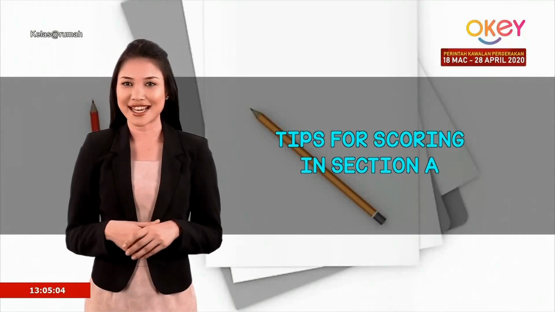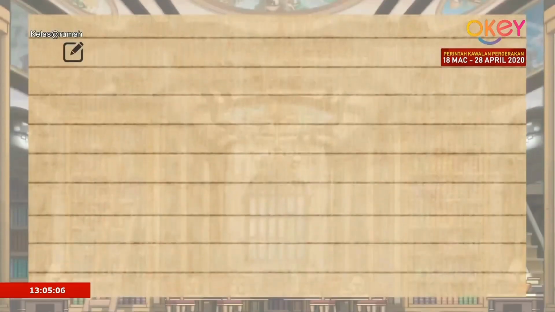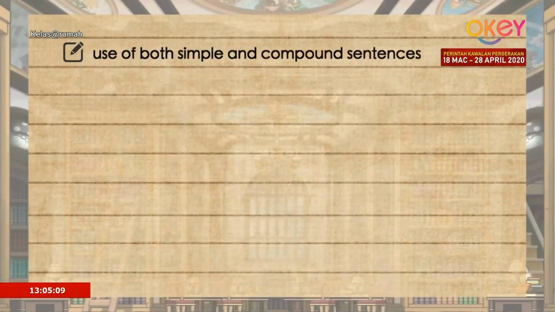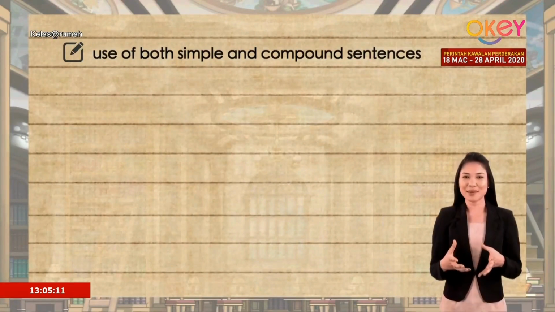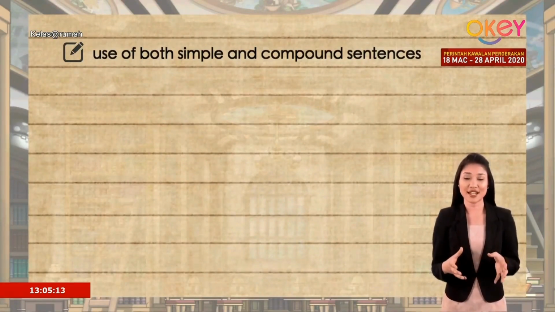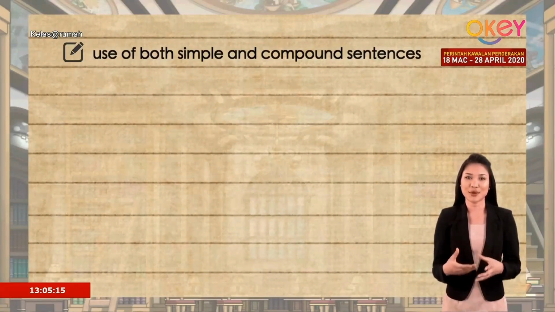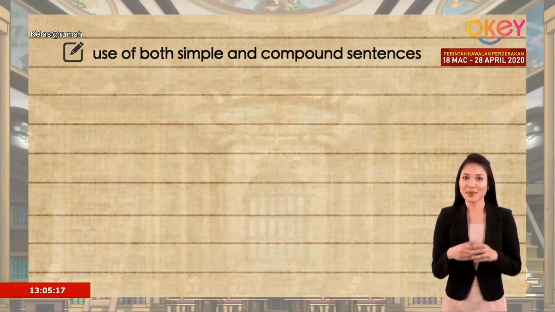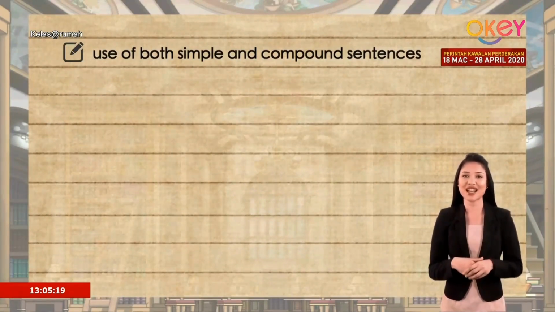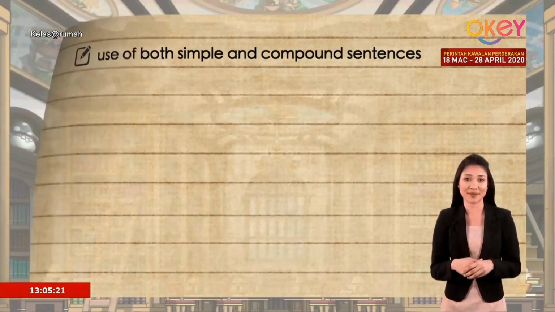Tips for scoring in Section A. Use of both simple and compound sentences. As seen in the marking scheme, a good variety of sentence structures will place you in the excellent band. So make sure you can write both simple and compound sentences accurately.